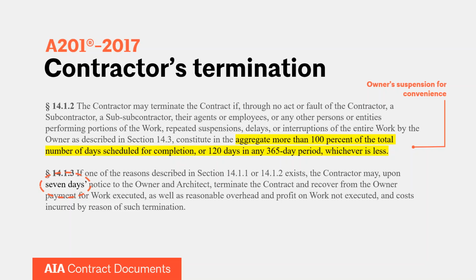14.1.3 is where we get the contractor's entitlement. Again, you're noticing a pattern. It's the right, then the mechanism, and then the contractor's entitlement. And if a contractor does terminate and meets all the criteria that we've stated before, they're going to be entitled to compensation for work properly executed, for costs associated with termination, and then reasonable overhead and profit.